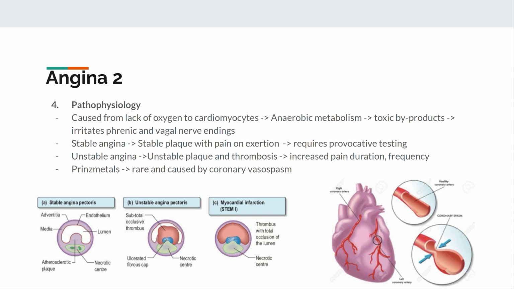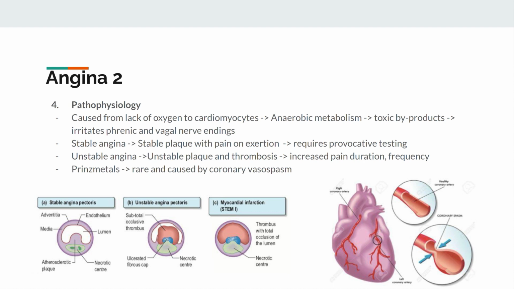So there's a couple of definitions, as I mentioned. There's stable angina. This is where you have a stable plaque with pain on exertion. So essentially the only way you can really diagnose this properly is with provocative testing, so you do a stress test. Then you have unstable angina. This is where you usually have an unstable plaque and thrombosis. So thrombosis meaning the forming of a thrombus. And here you get increased pain in its duration and its frequency. So you don't just get it on exertion, you get it at rest too.